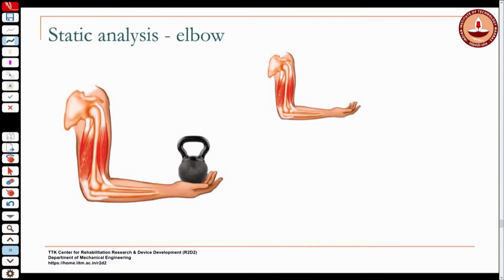So, what are the assumptions we are going to make? It is always important to state the assumptions. If you look at elbow flexion here, you have the triceps here. The biceps are the agonist. They are the ones acting against an external load that is trying to extend the elbow.